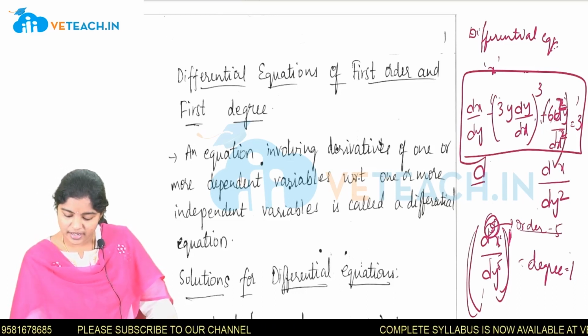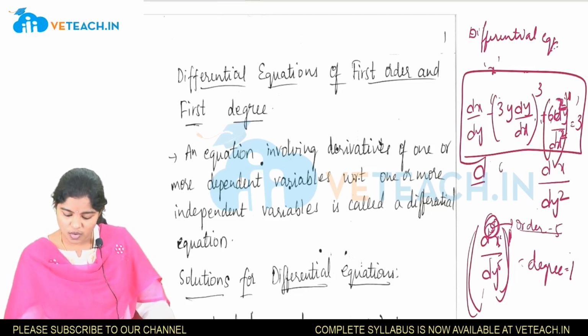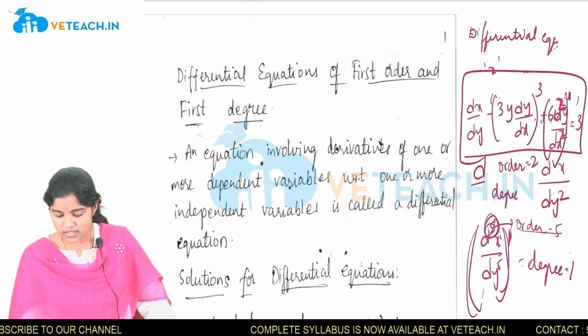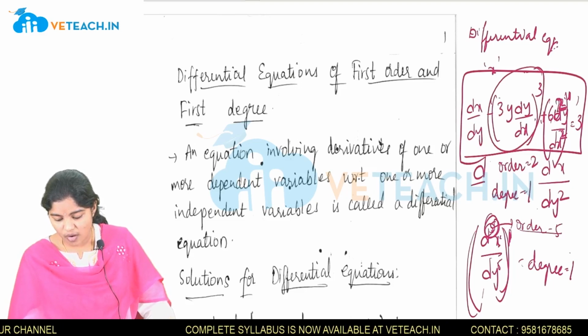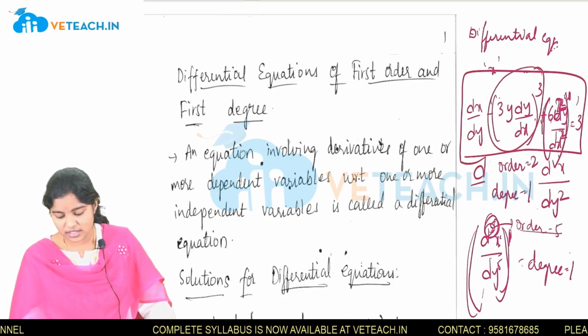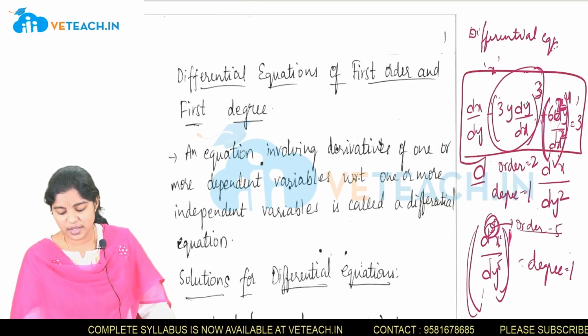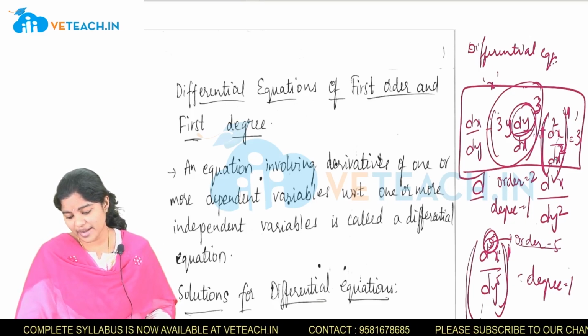And what is the degree of this? 1. The whole power is equal to 1. So order is equal to 2 and degree is equal to 1. We should neglect the other term because the highest order is 2. So we write the degree of the term whose order is highest. Here, even though the other degree is 3, that is not the highest-order term. If we see, we have d square x by dx.